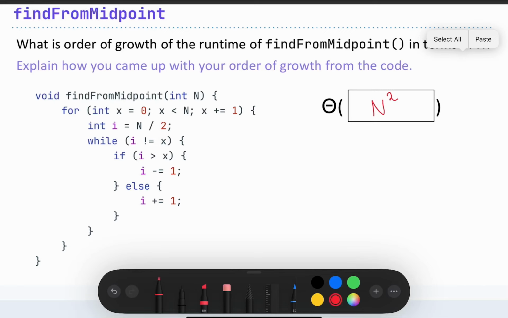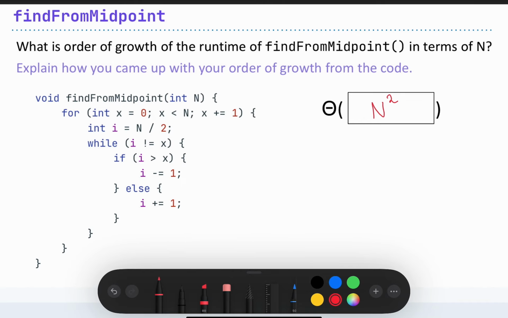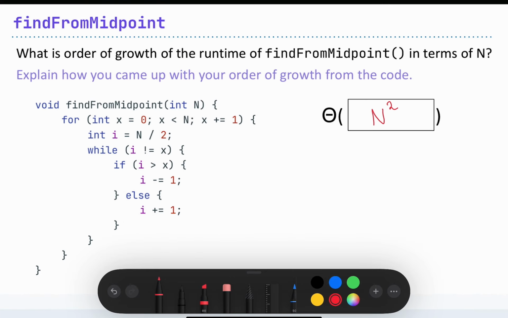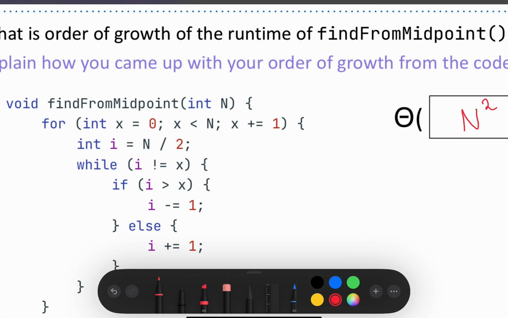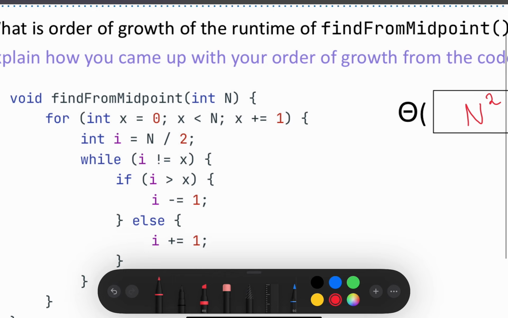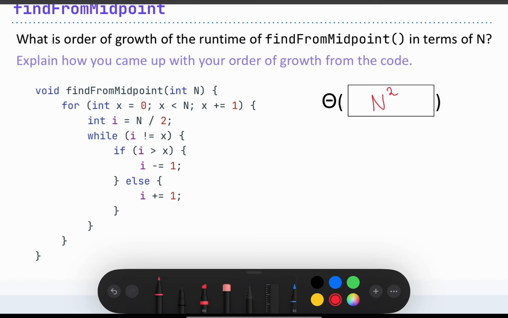What is the order of growth of runtime of find from midpoint in terms of n? So to start off, in terms of n, the order of growth would be theta of n squared. The reason is that our outer loop, which is a for loop, is going to run linear times. It is always going to run until n minus 1, regardless of the case.